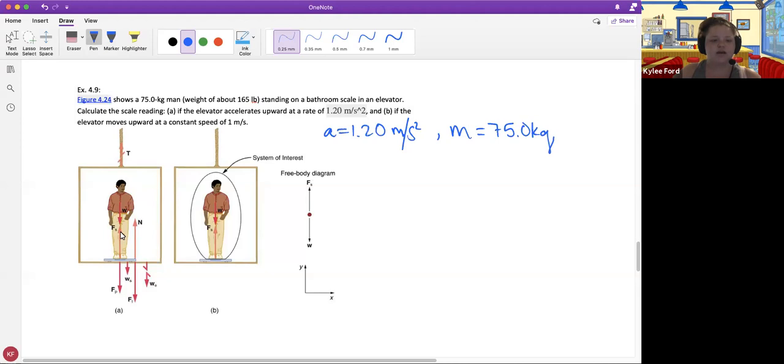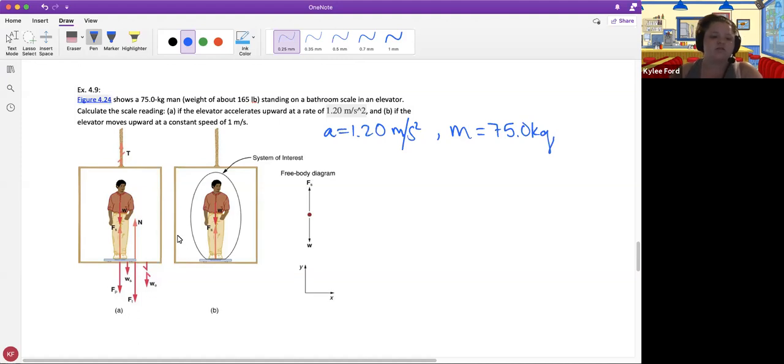We have the weight of the person. We have the force from the scale onto the person. We have the weight of the scale, the weight of the elevator. We have the force of the scale on the floor. Then we have the force of the person on the scale. And then we have our normal force, which is the force of the floor on the scale.